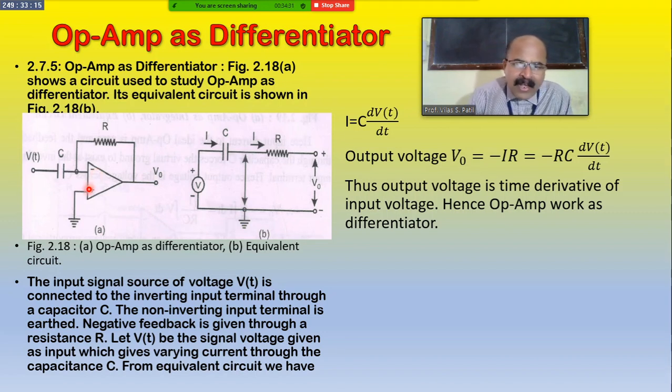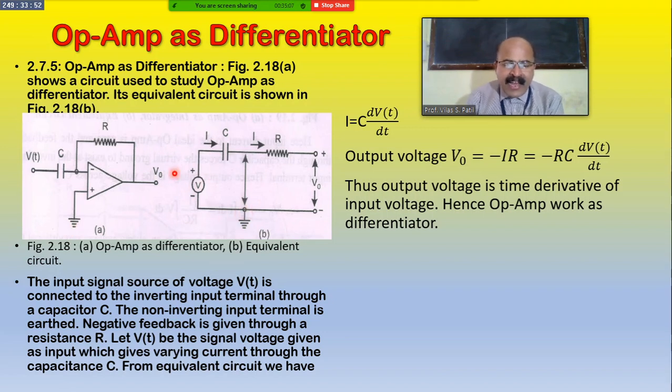And see here, the non-inverting terminal is grounded, meaning only one inverting input is present. If we apply the voltage to the inverting input terminal, we get an output which is the derivative of the input, and hence this operational amplifier mode can be used as an op amp differentiator.